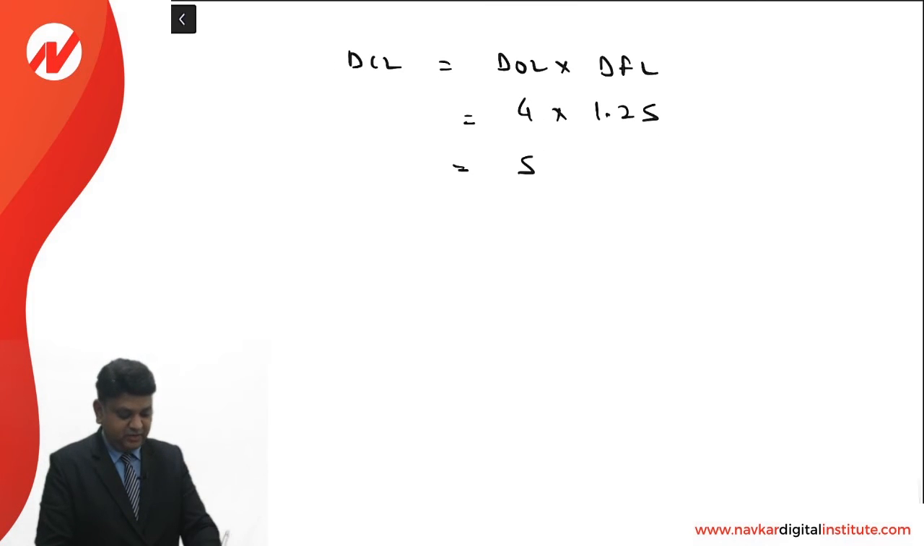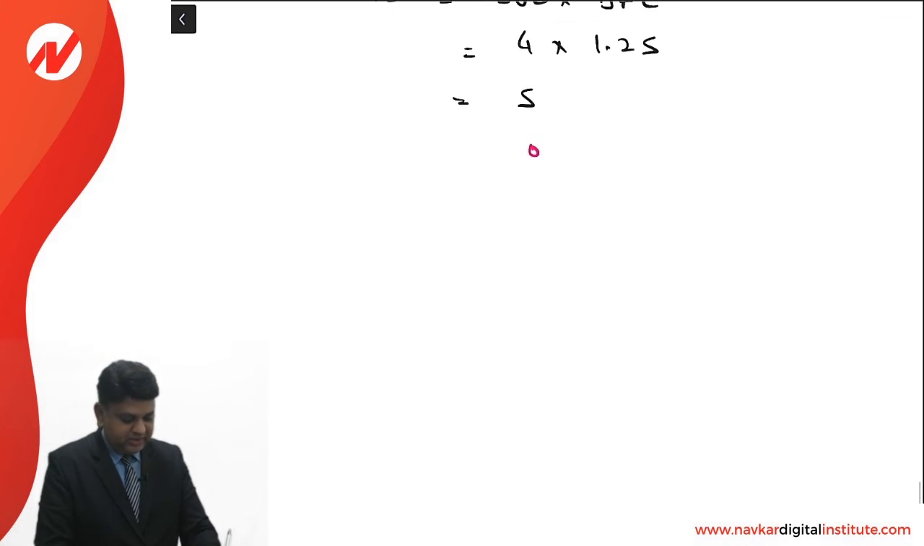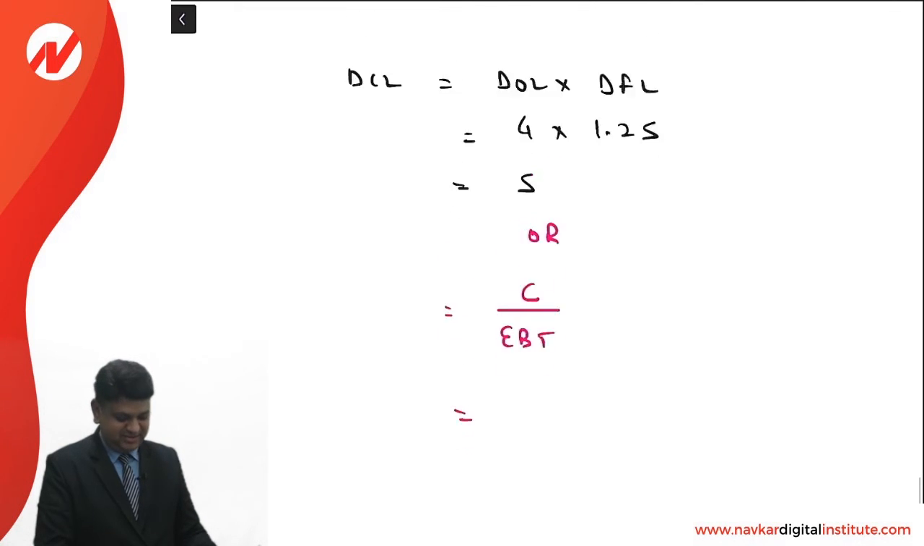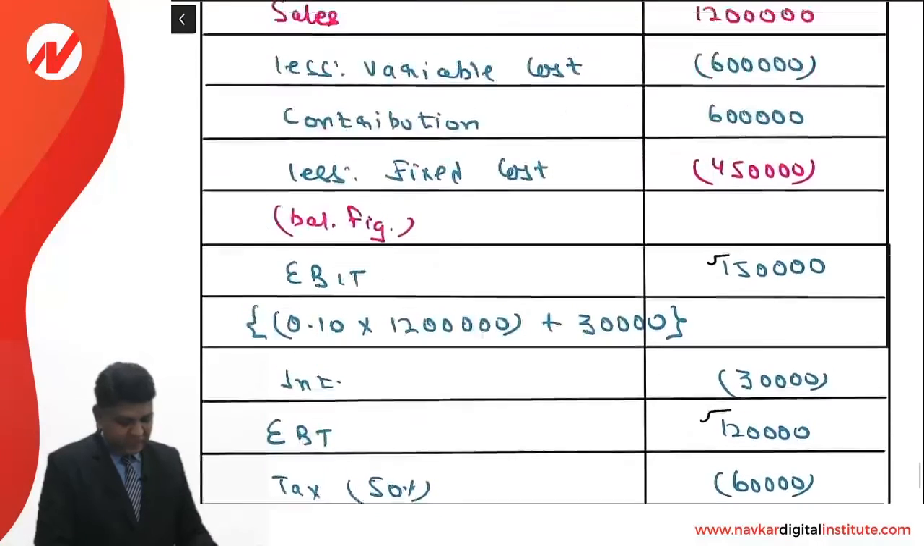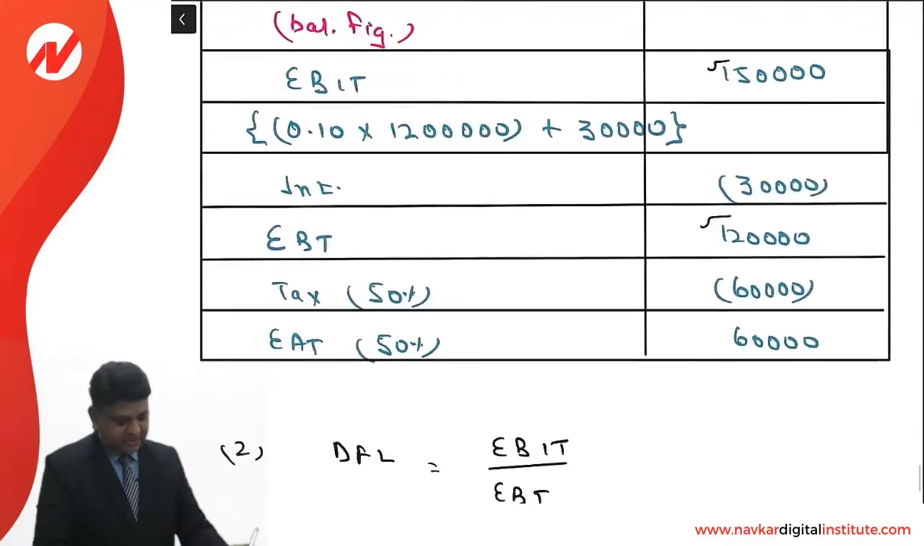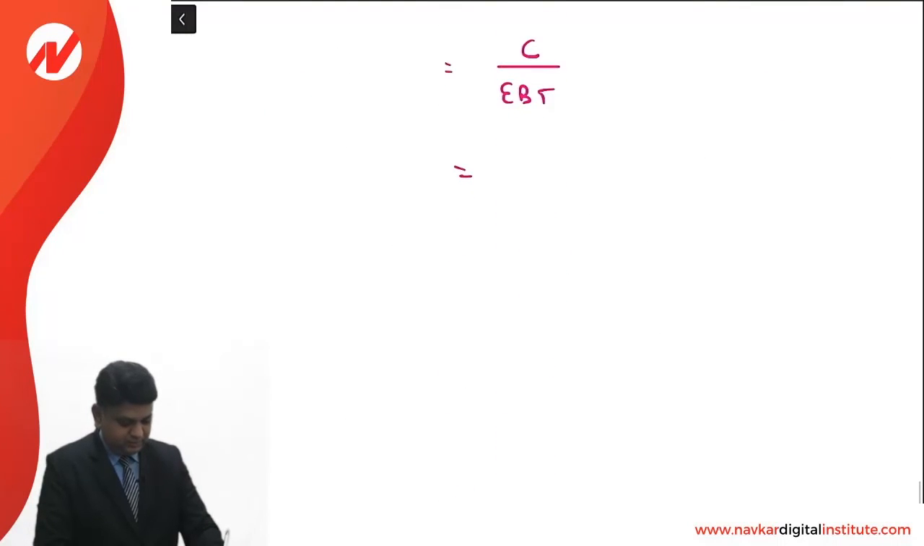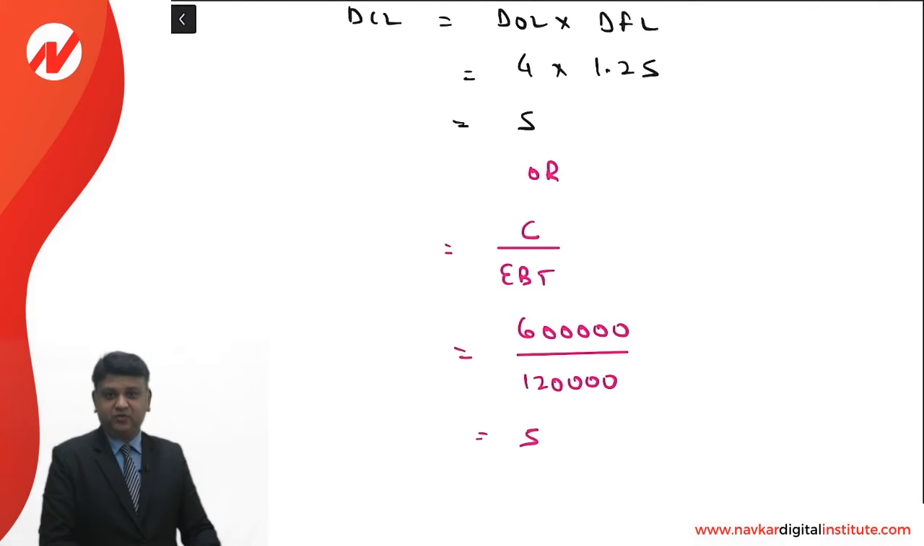This is the way it is calculated, or otherwise we can say that it's the contribution upon earning before taxes. That is also the way you can make the computation of the answer. Amount of the contribution is, friends, 6 lakhs and EBT is 1,20,000. This is 6 lakhs divided by 1,20,000. Like that, it can be computed as 5.